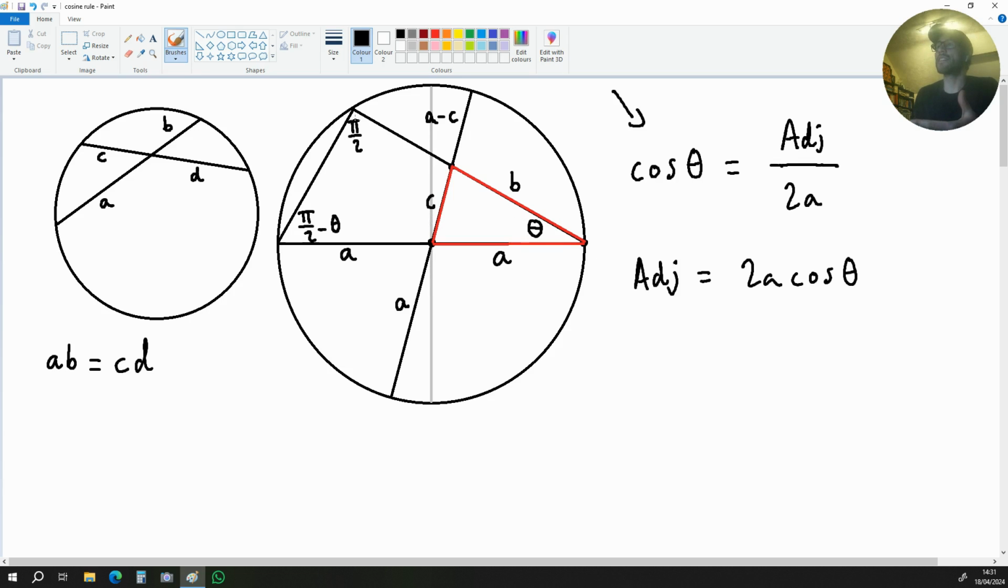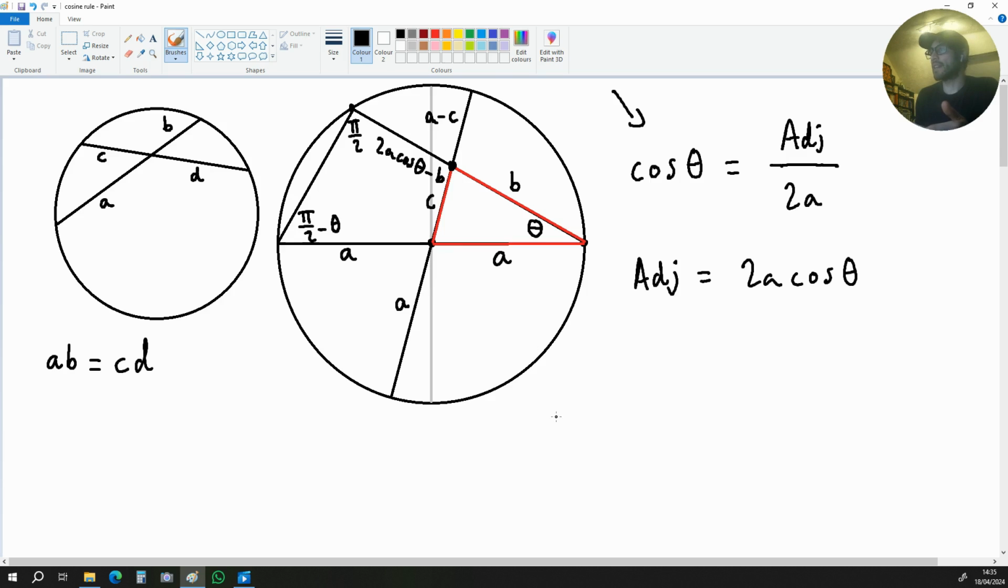Now, if the adjacent side of this right-angled triangle over here is 2a cos theta, then it means this length from here to over here is actually 2a cos theta minus b, because we have to subtract this b from the adjacent side. Now all we have to do to get the cosine rule is apply the chord theorem to this diagram over here. So let's go and do that.